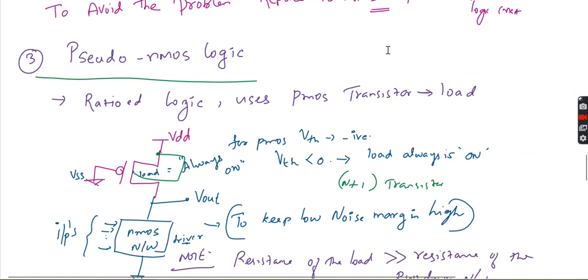Ratioed logic means you are able to do scaling with respect to the aspect ratio, in the sense W by L, which we can make into ratios. It uses the P transistor as load. Here we used the PMOS, and this PMOS is connected to VSS. Even this is always on.